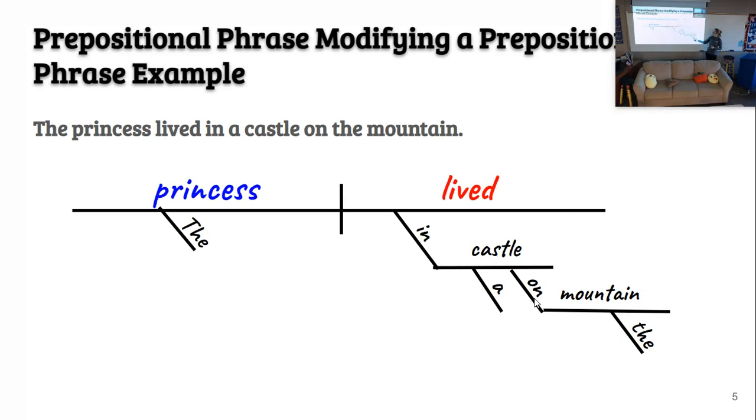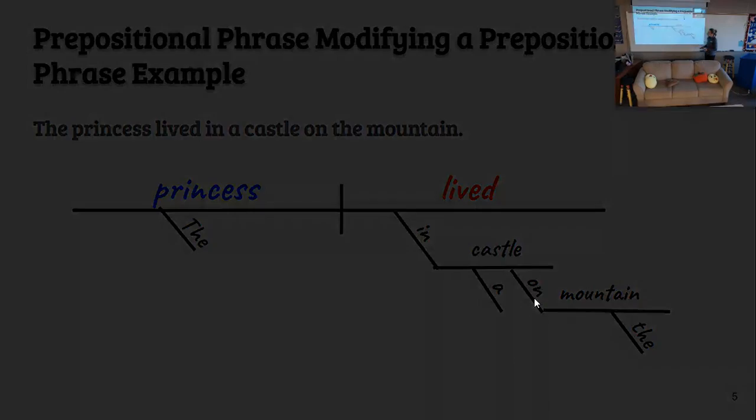Okay, so do you guys see how that works? You kind of get that cascading effect. Wherever your arrow is pointing, that's the word you should diagram your prep phrase underneath. Since we have the arrow from this prep phrase pointing to lived, that prep phrase goes underneath lived. Since we have an arrow from this prep phrase pointing to castle, this prep phrase goes underneath castle. Okay, you guys all with me on that? Is that making sense?